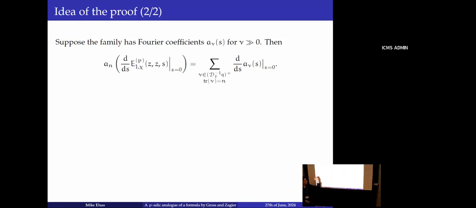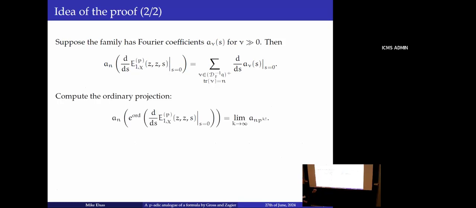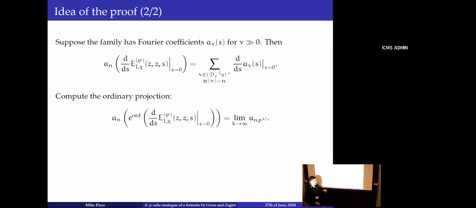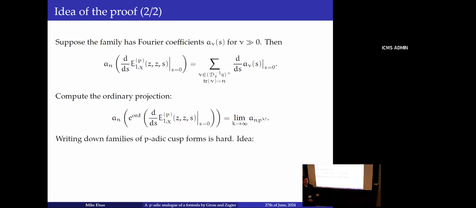And once you have these coefficients, then computing the ordinary projection of this just comes down to computing this p-adic limit of these Fourier coefficients when we add more and more factors of p to the coefficients of our modular form. So that's how you can define the ordinary projection operator. So once I give you these Fourier coefficients, everyone in this room shall be able to complete the argument by just performing these two computations. It's not the difficult part. The hard part is coming up with this family, right?